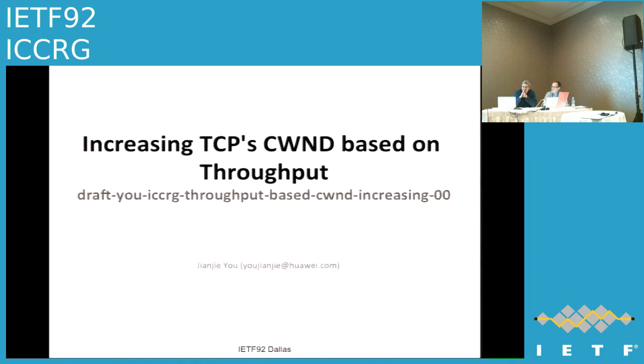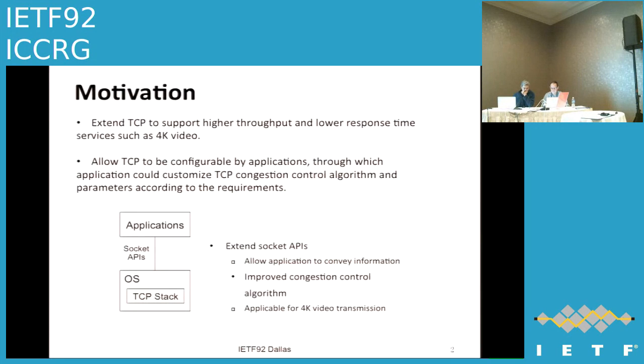Hi, this is Jenji from Huawei. Our idea is increasing TCP's congestion window based on throughput. The motivation of our draft is to extend TCP to support higher throughput and lower response time services such as 4K video. For the first item, maybe we need to improve the congestion control algorithm, for example the increase factor alpha and the decrease factor beta.